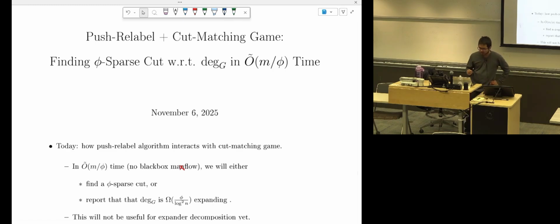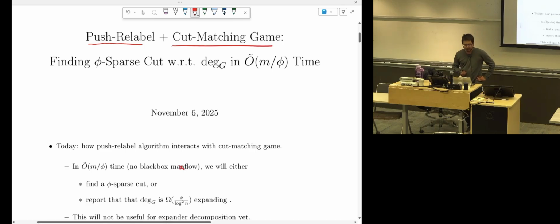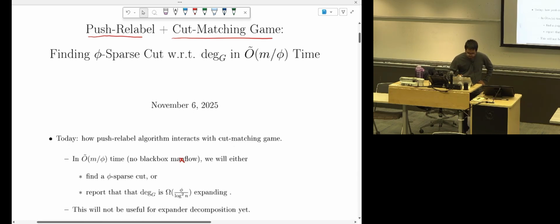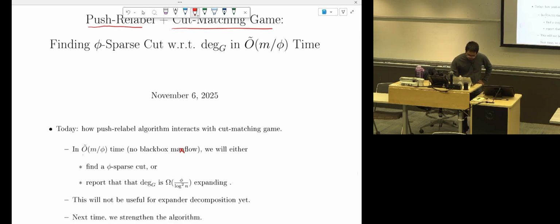What we will do today is see how push relabel and cut matching game combine together. We are going to see how to get a running time of something like m/ε time algorithm with polylog factor, without black box max flow, such that we basically find an approximate sparse cut.